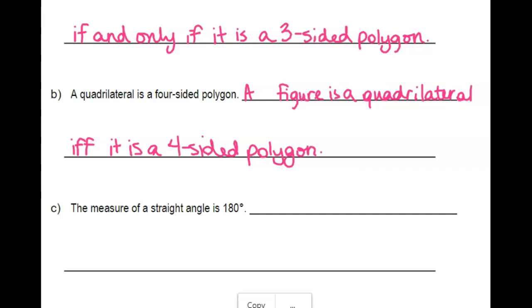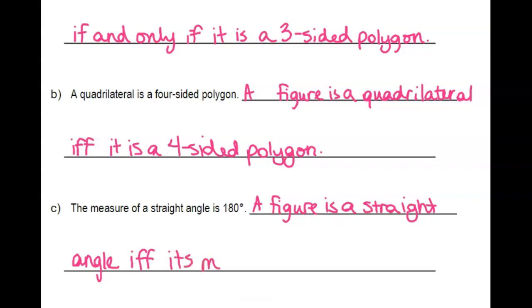And then finally, the measure of a straight angle is 180 degrees. The subject is a figure, so the straight angle is a figure. A figure is a straight angle. What follows to make it a biconditional? A figure is a straight angle if and only if its measure is what? If its measure is 180 degrees. It's a good, precise definition because it can be written as a biconditional.